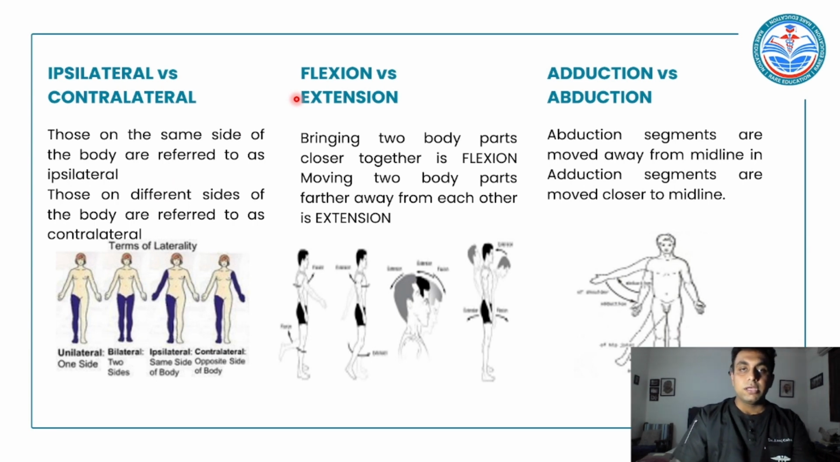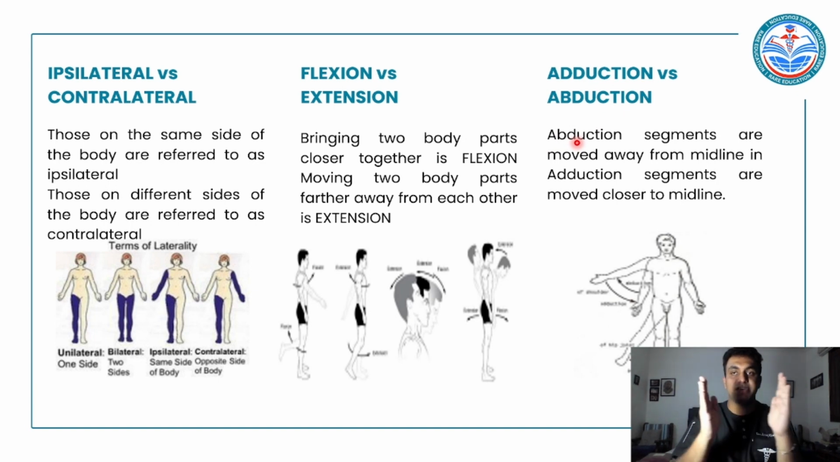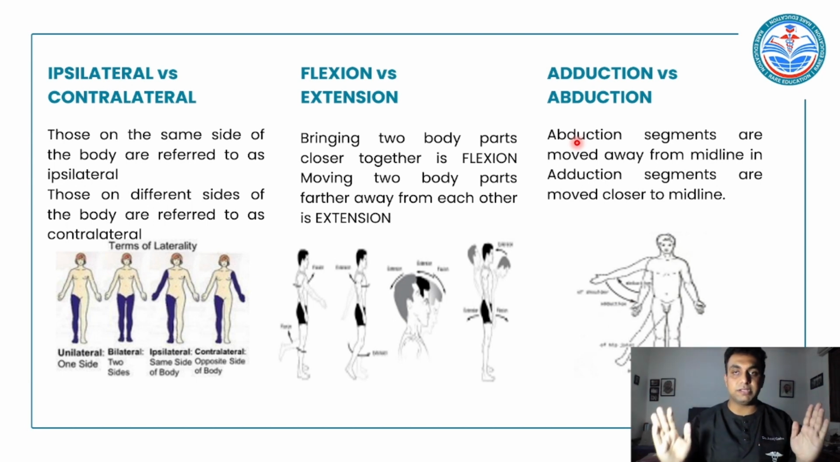Now, you have to understand another term that is called flexion and extension. Flexion means that when we are bringing two body parts together or closer to each other, it is called flexion. When we are taking them away from each other, it is called extension. Now, adduction and abduction. In abduction, that is ABD, we take the parts away from the midline, whereas in adduction, that is ADD, we bring the segments towards the midline. So kindly keep these in mind because these are very important for you to understand.